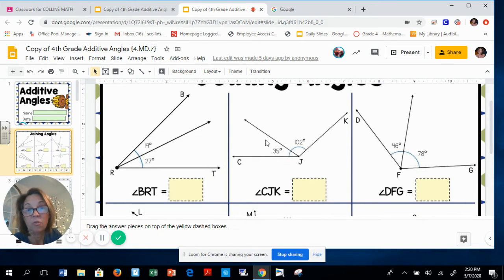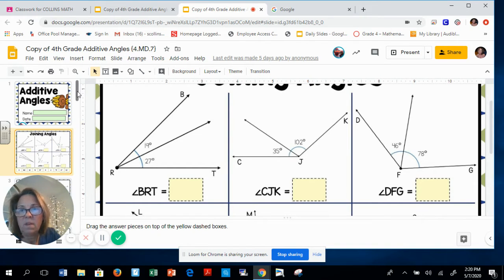It's actually 102 degrees. So when I add those two angles together, that's going to give me the total angle of CJK. So when I add these two parts together, I put in my answer for the whole angle CJK right there. So that's joining angles.